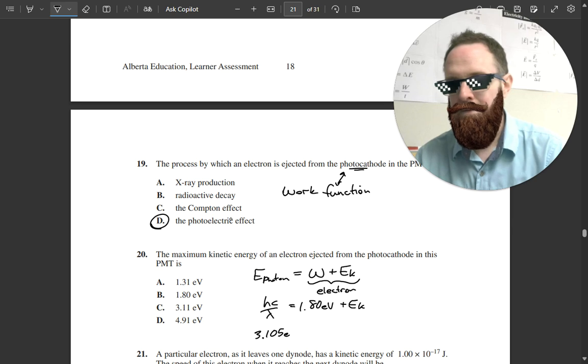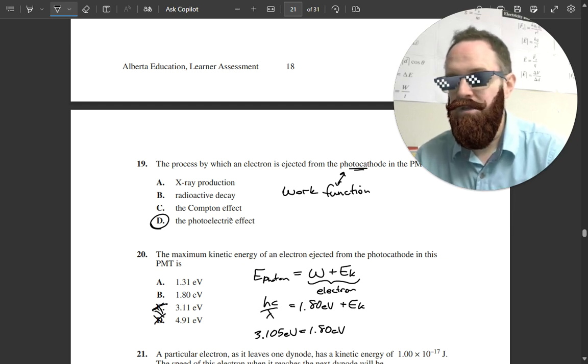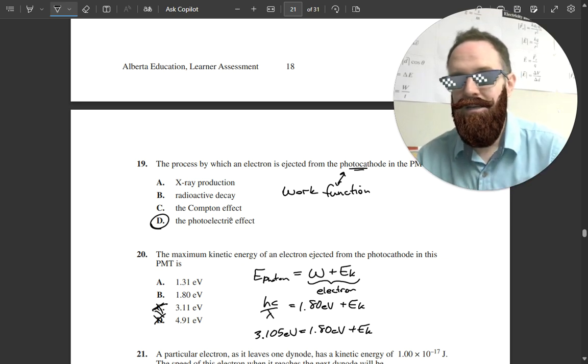So that's got to go somewhere. It's obviously not going to be that or this one. Okay, those are too large. And it's going to be split between these two spots. It's going to have a little bit to dig out, and then what's left over goes into kinetic energy.